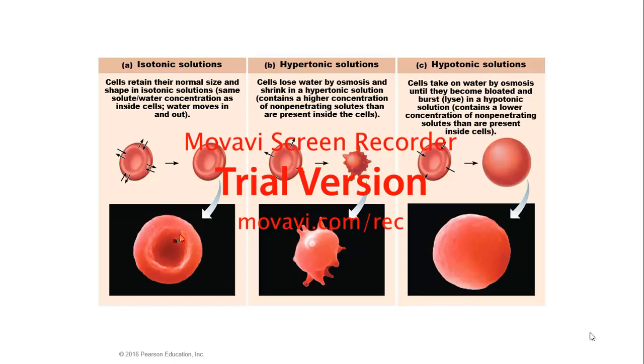So what happens when you have a freely permeable membrane? What happens is the water and the particles are going to move from high concentration to low concentration. So in this example, remember, if you have low solute, you have high water. So this side has high water and low particles. This side has high particles and low water.